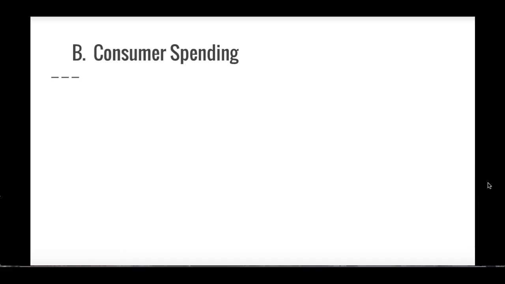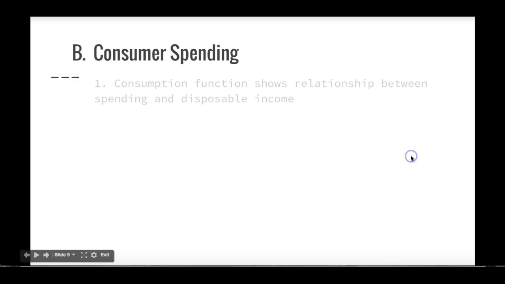Right, this video is for the second half of Module 16. We're talking about consumer spending. So far we've talked about the multiplier and how it impacts how much an increase in disposable income will actually impact the GDP. But now we're going to be adding a little bit more of a component to it. The first thing we're going to talk about is something called the consumption function.